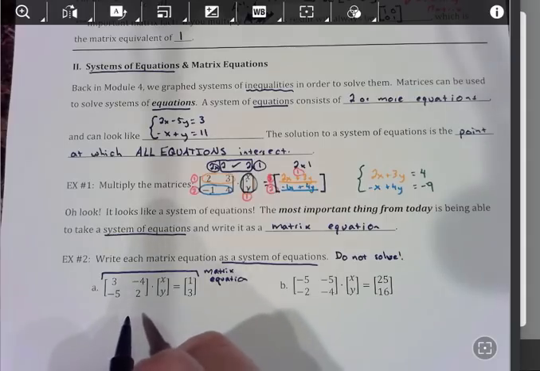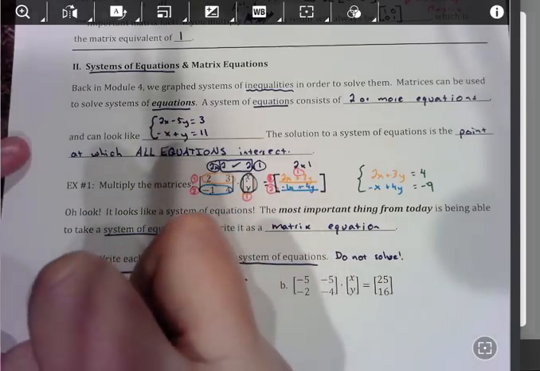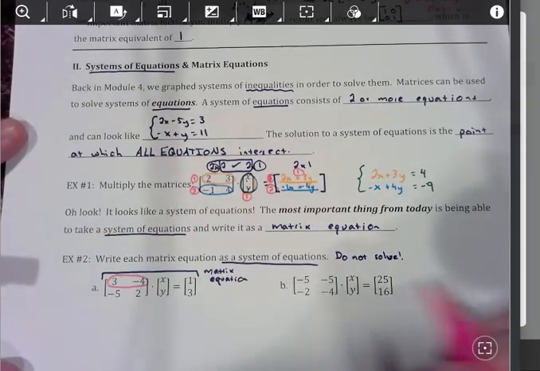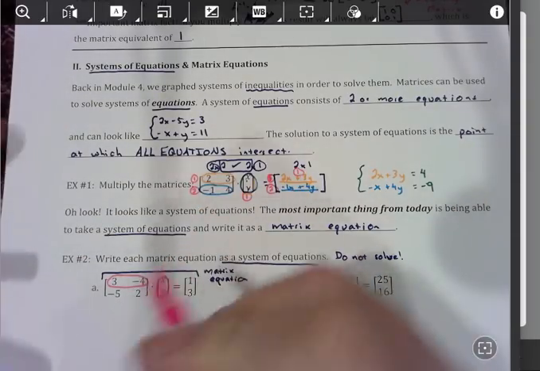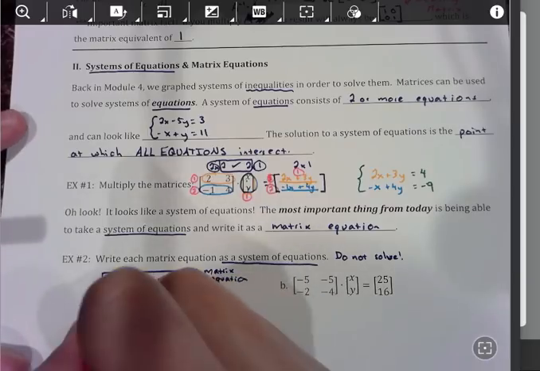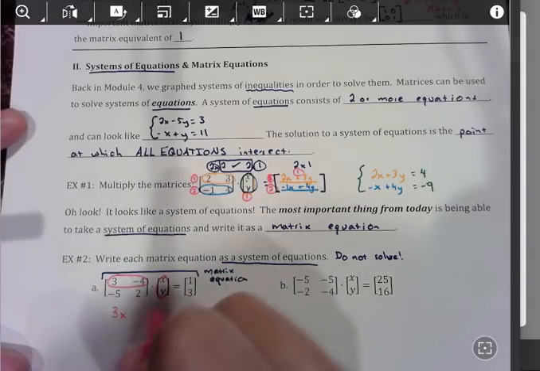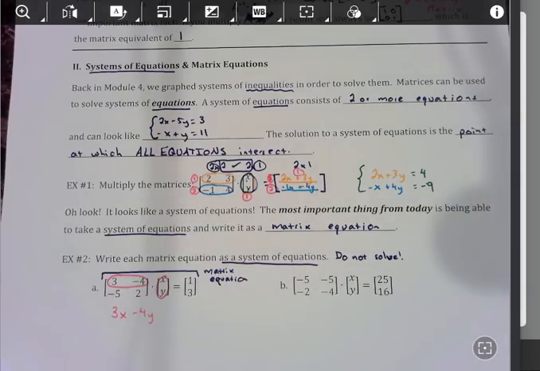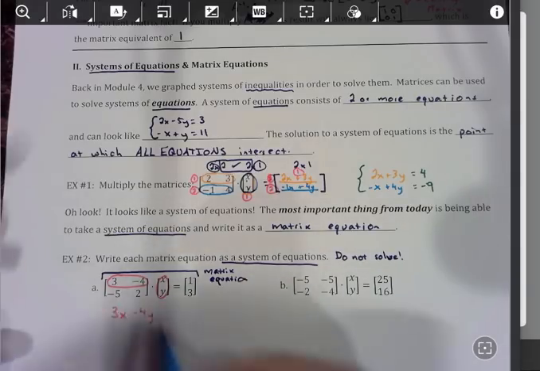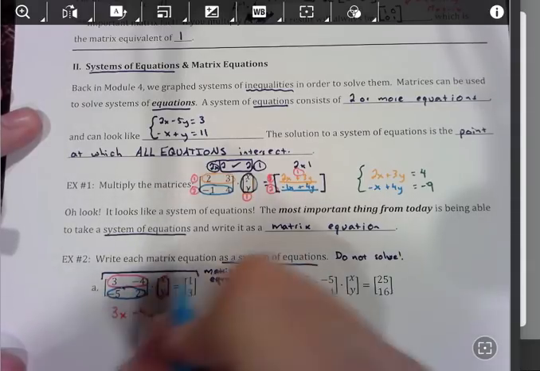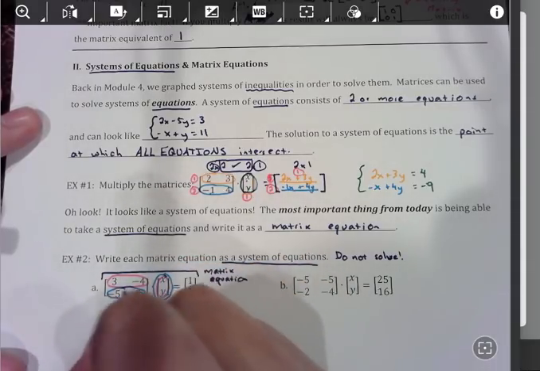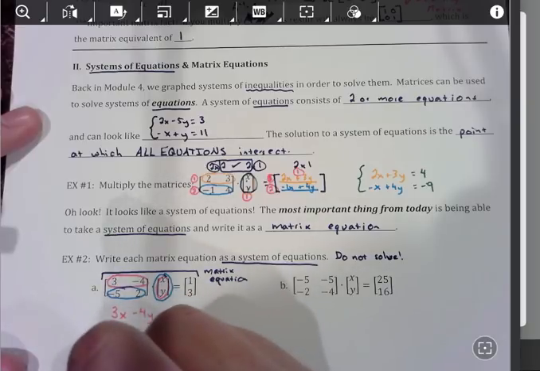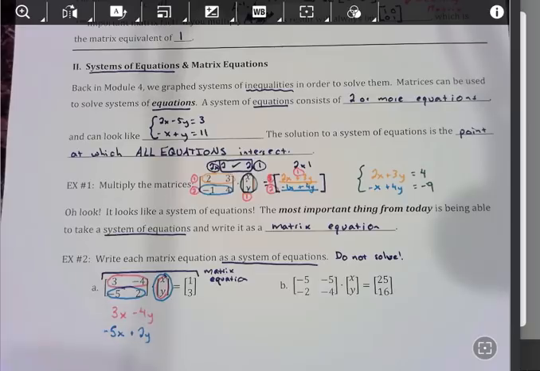So let's translate that down here. If we take that first row and multiply it by that column, what do we get? Well, we get 3x and negative 4y, so 3x minus 4y. If you do the same thing with the second row and that column, you get negative 5x and 2y, so negative 5x plus 2y.